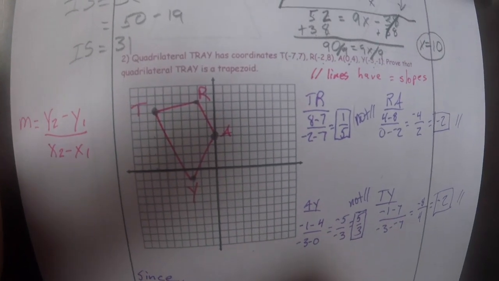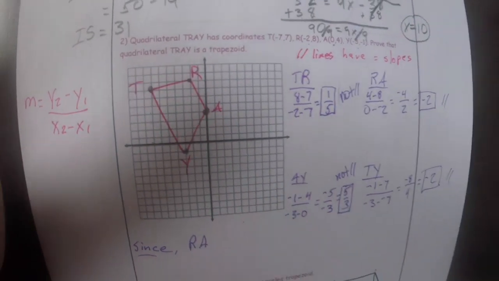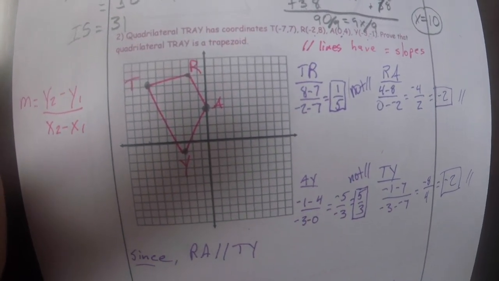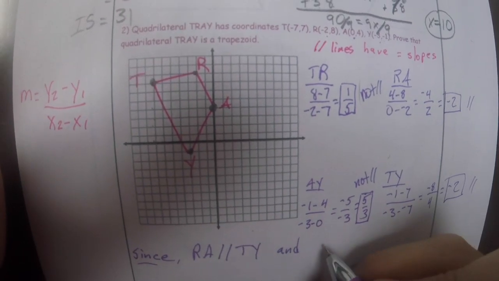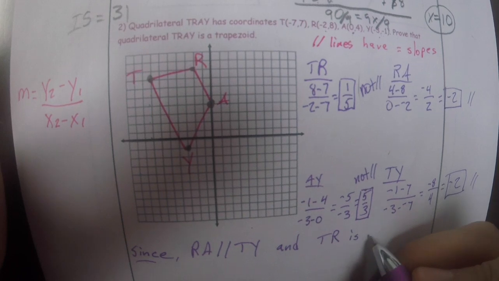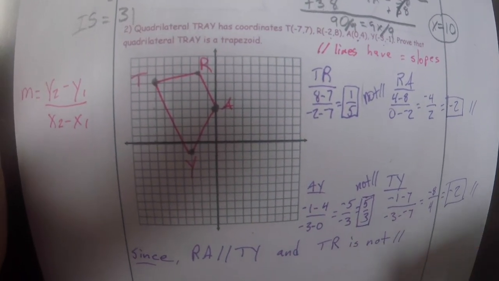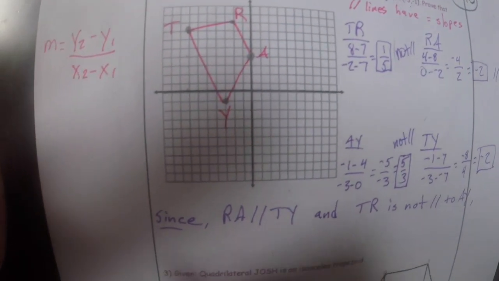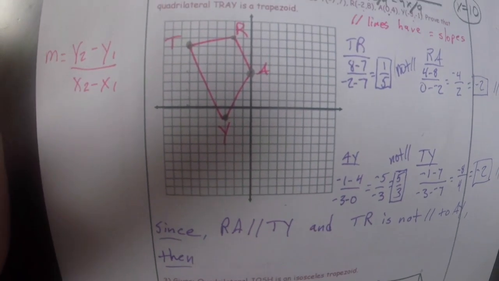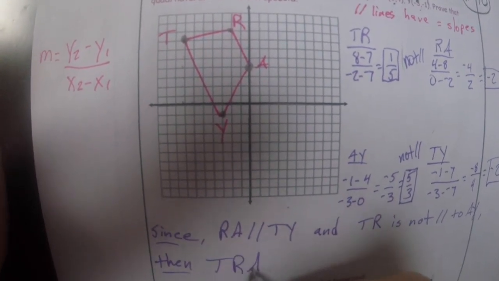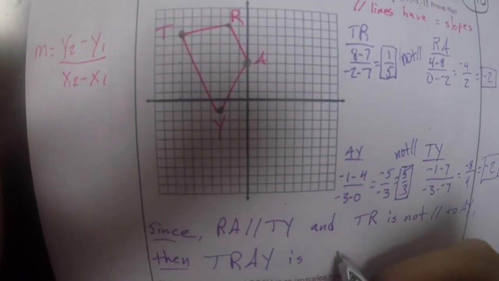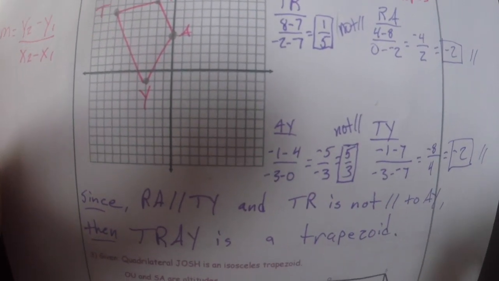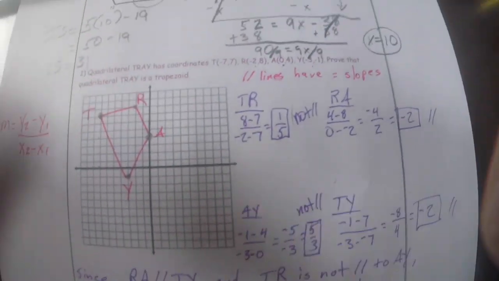Since RA is parallel to TY and TR is not parallel to AY, then TRAY is a trapezoid. Not too bad, right?